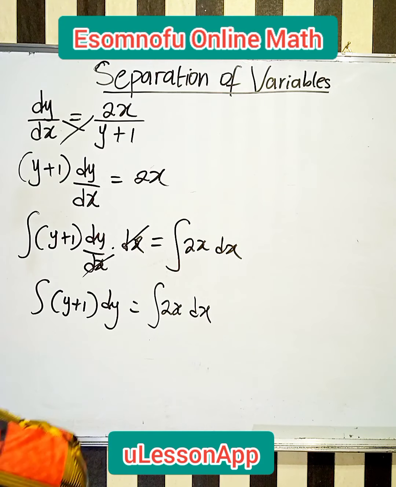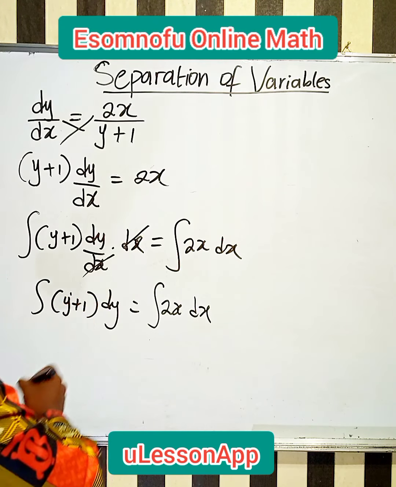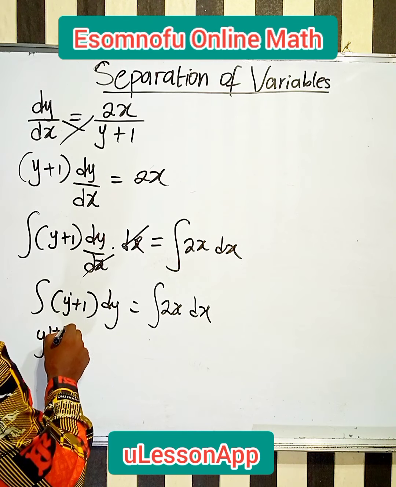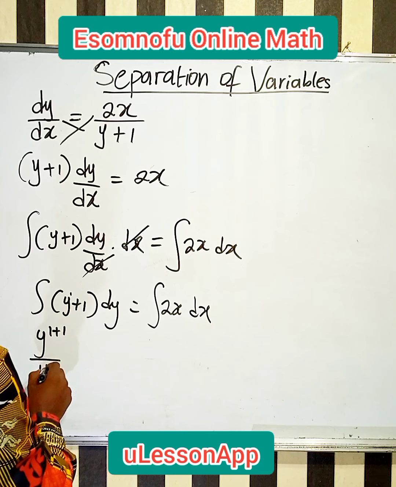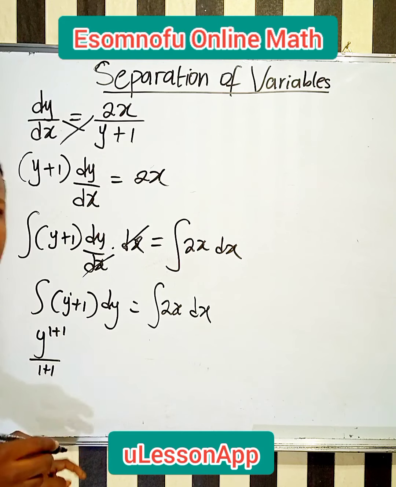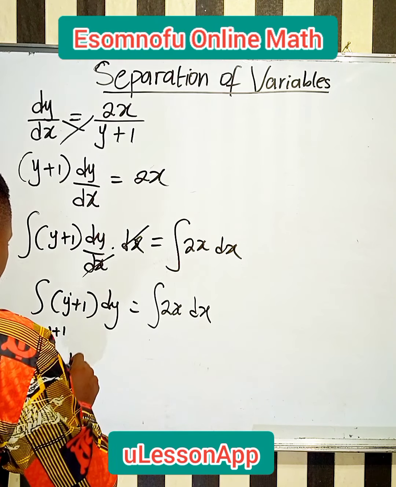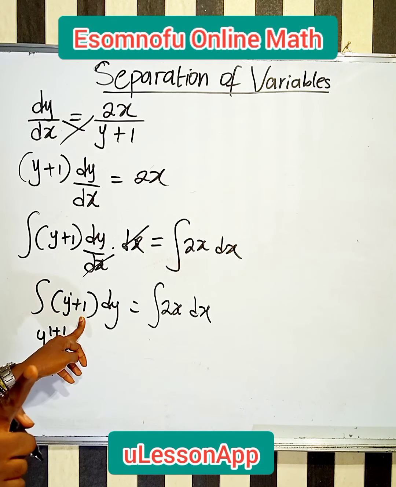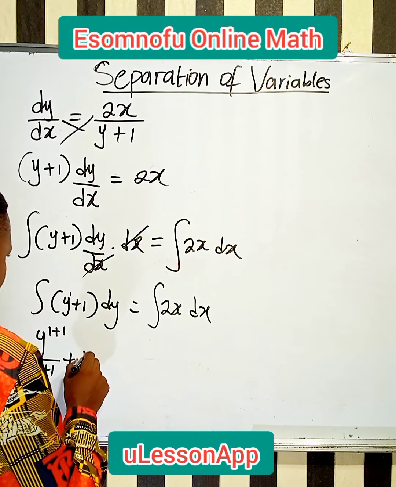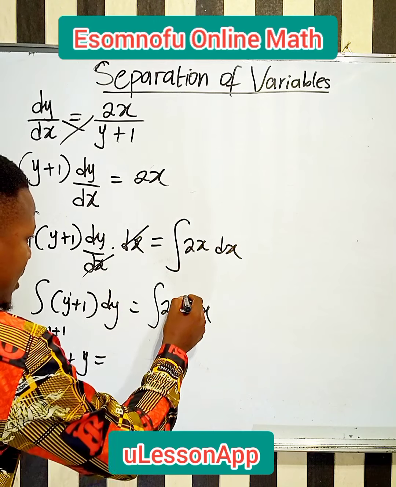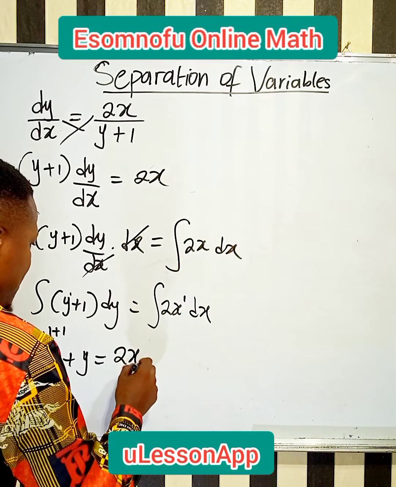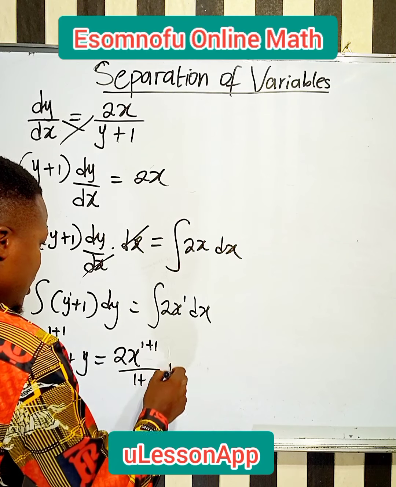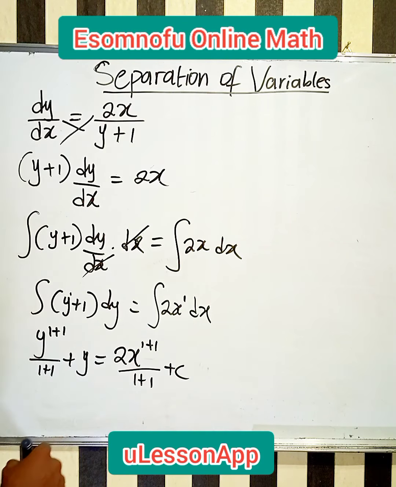So it's nice. When I integrate y, the power of y is like 1. Integrating it, we have y to the power of 1 plus 1 over 1 plus 1. Remember, you add 1 to the power, you also bring it down. Plus, if I integrate 1 with respect to y, I will get y. Okay? Here, the power is like 1. We have 2x power 1. Add 1 to the power over 1 plus 1, then plus the constant of integration.